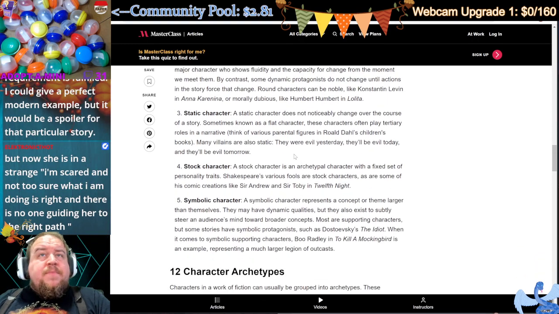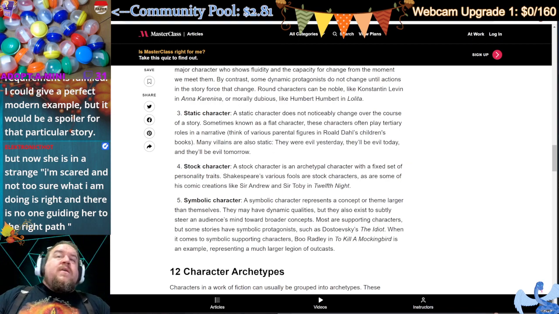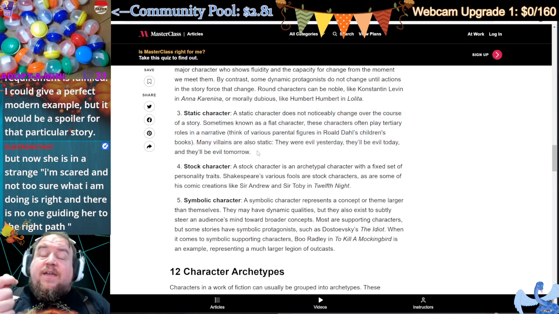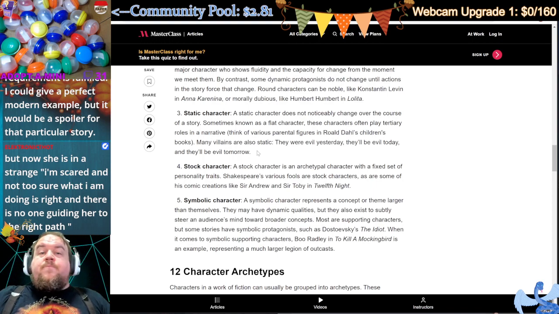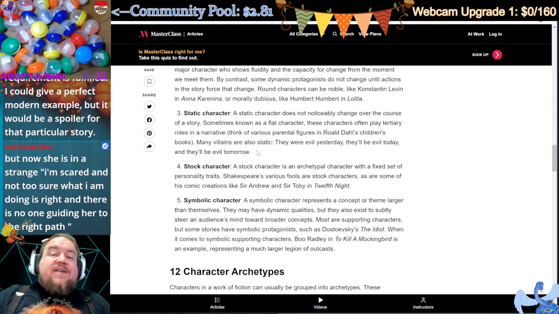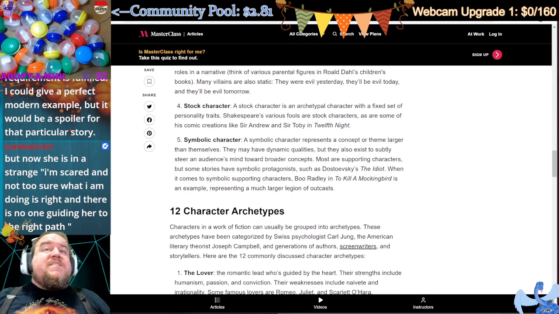A static character. A static character does not noticeably change over the course of a story. Sometimes known as a flat character, these characters often play tertiary roles in a narrative. Think of various parental figures in Roald Dahl's children's books. Many villains are also static. They were evil yesterday, they'll be evil today, and they'll be evil tomorrow. And you might even have a mentor character that is static. They're here, they're going to tell you the thing you need to know, and then they're either just going to be, yes, I was right the whole time, or they'll die on that hill, from what they taught the character, etc.